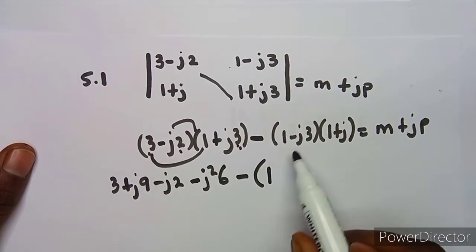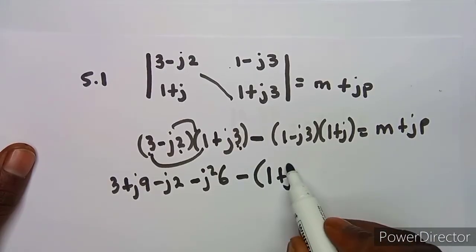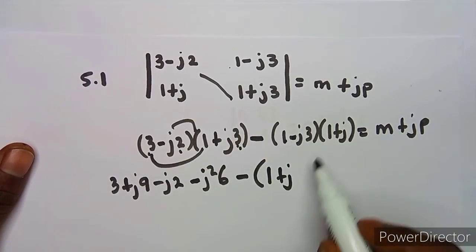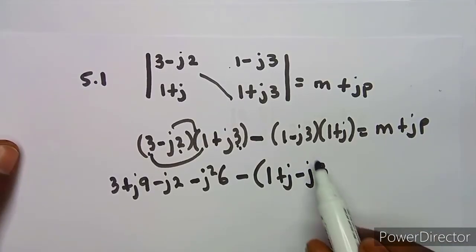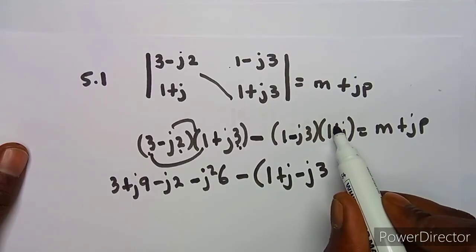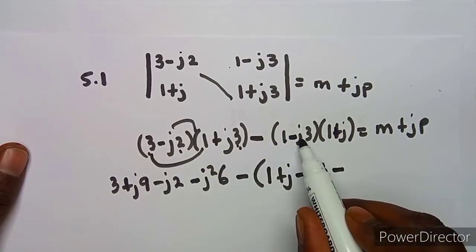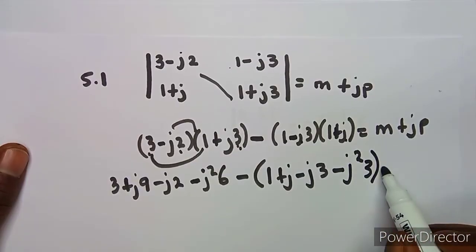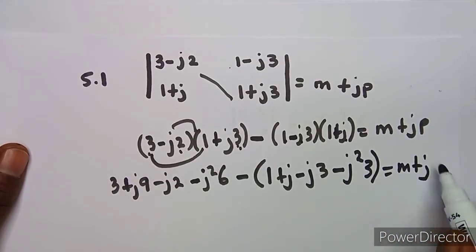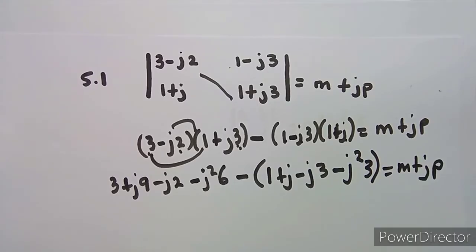It's 1 and 1, which is 1, 1 and J, which is J, minus J3 and 1, which is minus J3 or 3J. I don't know how you're going to write it. Then it's minus 1 and plus 1, which is minus J and J, which is J squared 3, which is equal to M plus JP. Just write like that, guys.